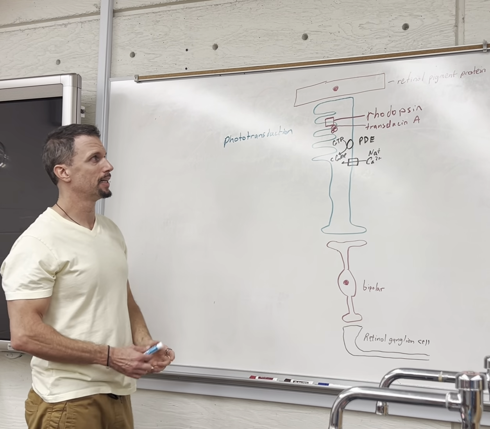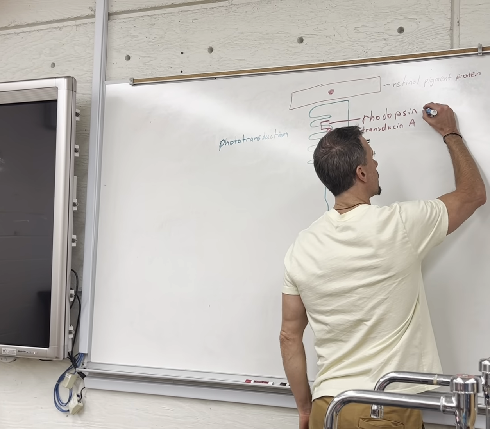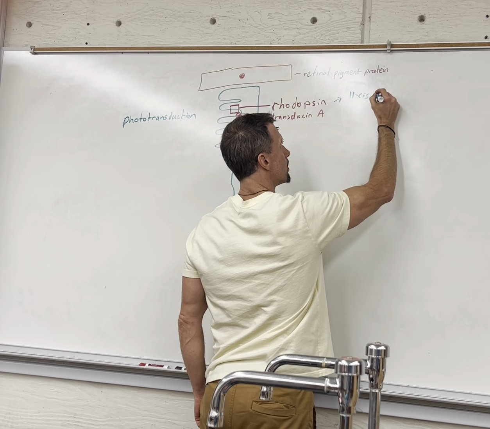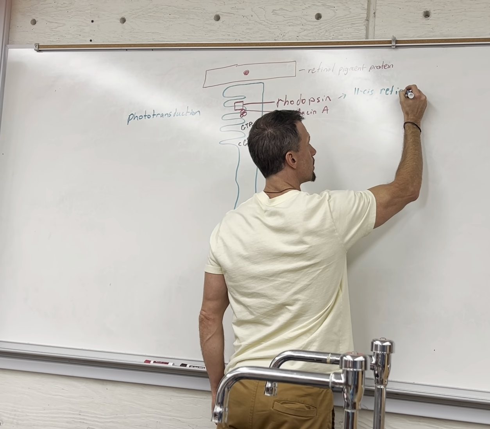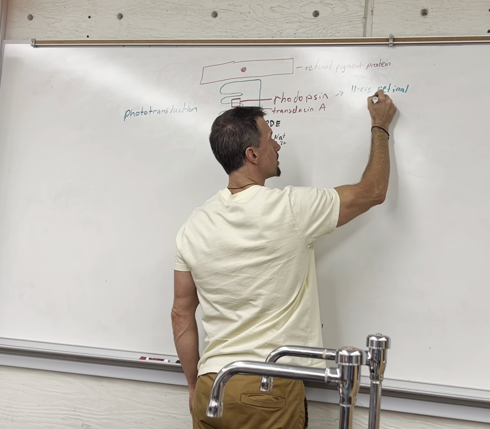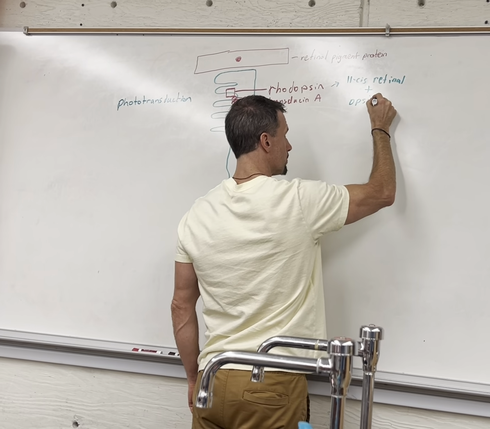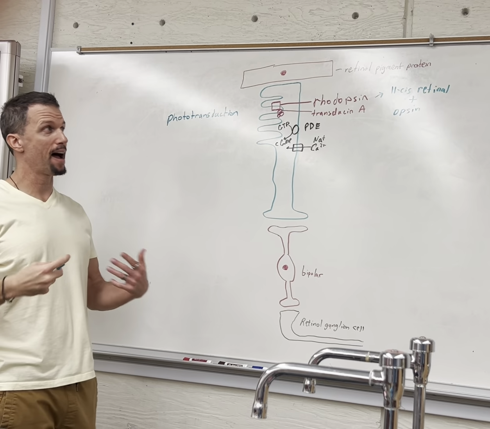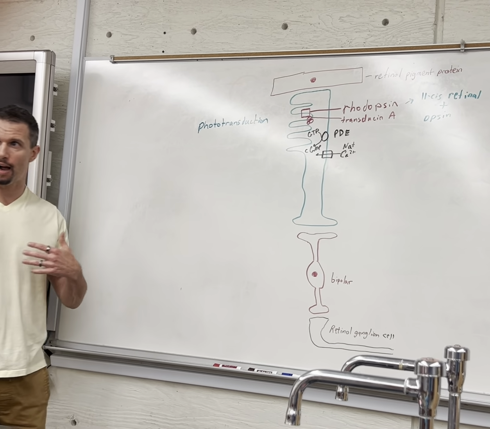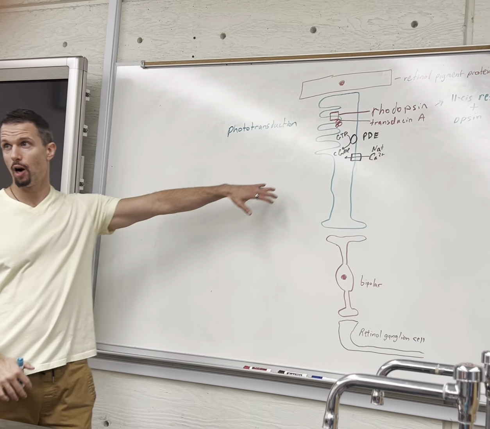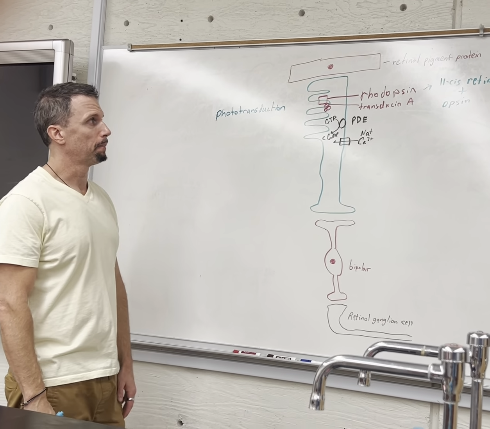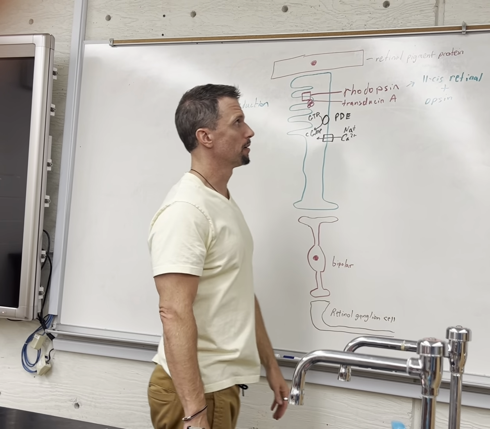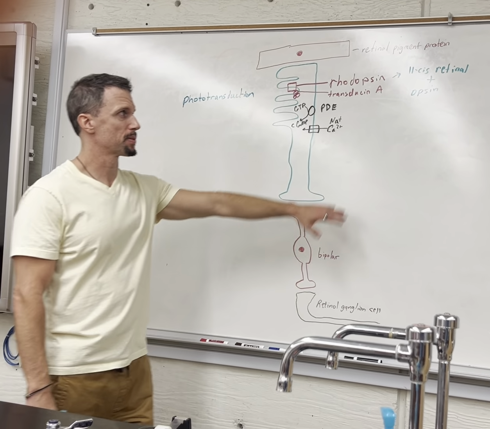And rhodopsin is the combination of 11-cis retinal plus opsin. So 11-cis retinal is derived from vitamin A, and this is important for night vision because when you're driving at night and that kind of thing, you're using your rods a lot. And so 11-cis retinal is the aldehyde version of vitamin A, and then opsin is just a protein.